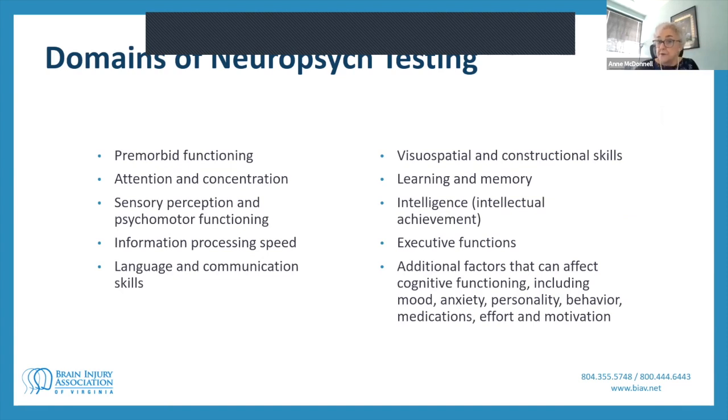But the domains of a neuropsych test will include premorbid level of function, tests of attention and concentration, perception and processing speed, how well someone manages their executive function, what their intelligence and intellectual achievement is, particularly as regards premorbid level of function, and if there are any additional factors that might improve or affect cognitive functioning, like pain, like depression, like anxiety, like medications.